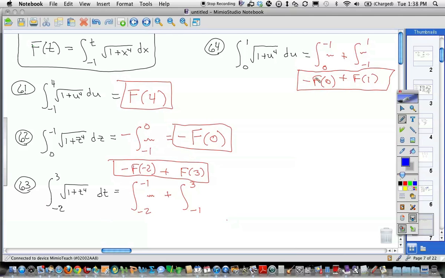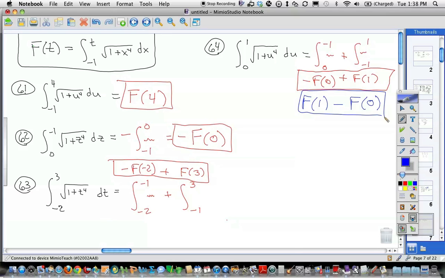I'm going to work my way backwards here and put it in blue. On 64, I'm going to flip those around. I don't like that negative in front. I'm going to flip that around so it's this. Okay? Everybody okay with that?